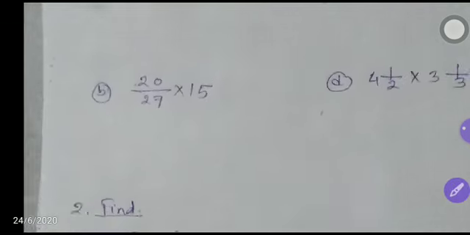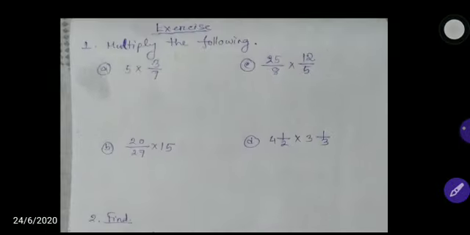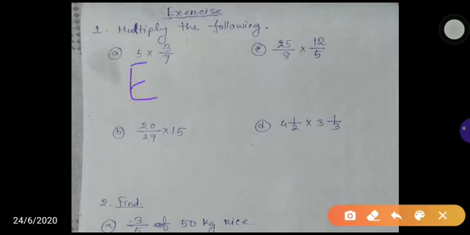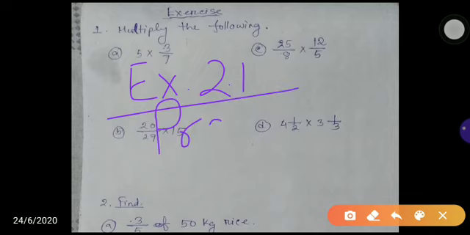So next, your remaining exercise you have to practice. In your exercise 2.1 in your book, all of this you have to practice.